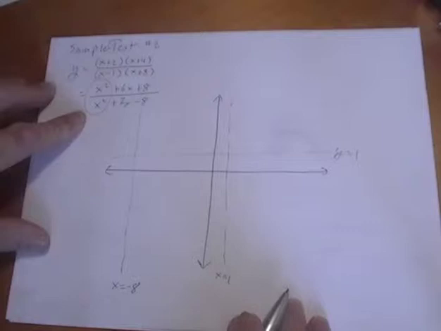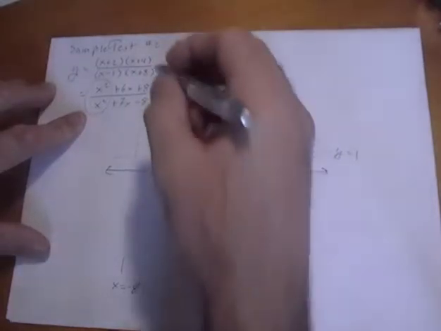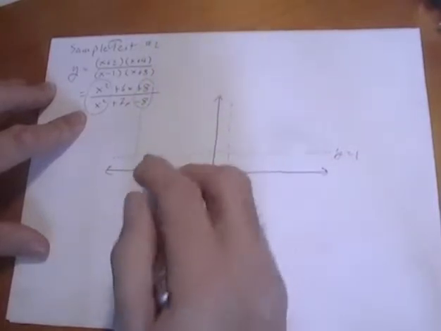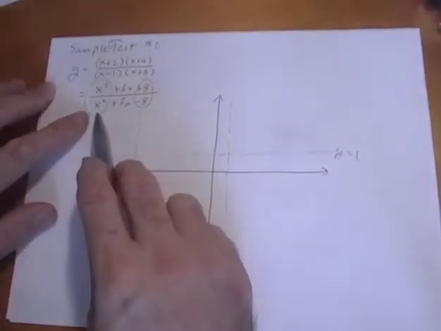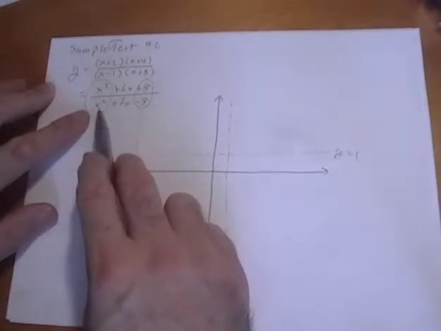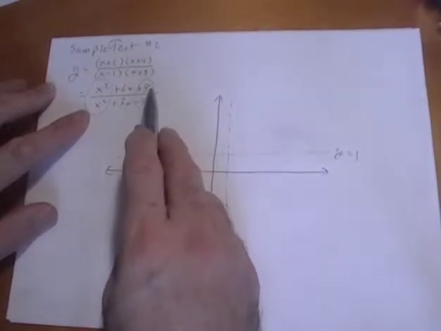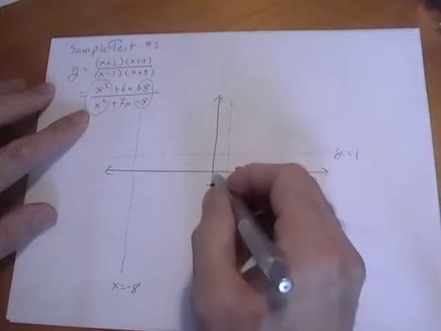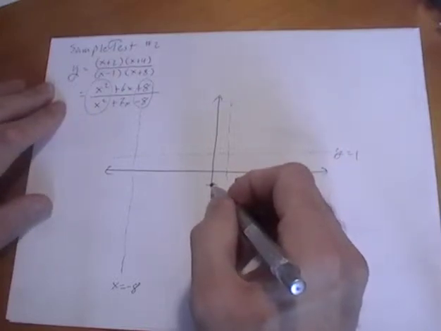You are going to have a y-intercept at the ratio of the constants. Now this should be common sense. If you plug in x equals 0, then everything with an x in it is going to disappear, and you'll be left with an 8 on the top, a minus 8 on the bottom, which is giving me a y-intercept at the point (0, -1).